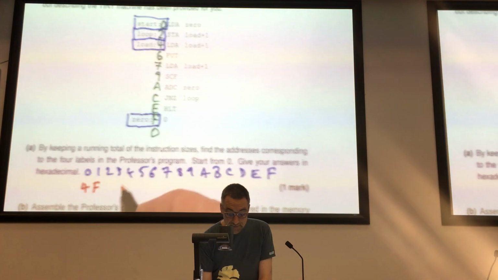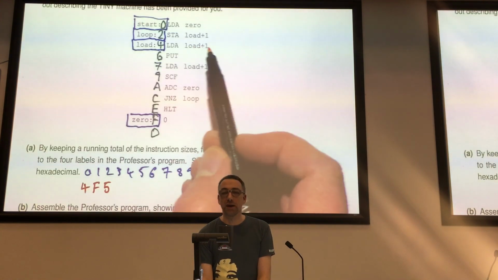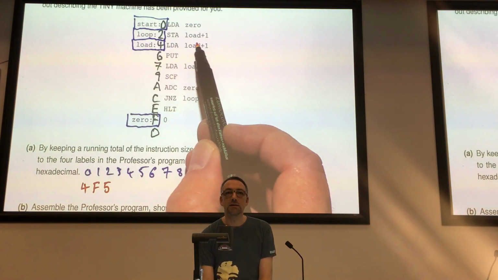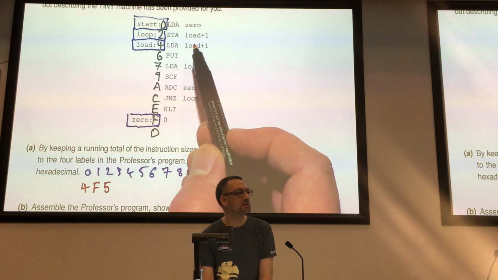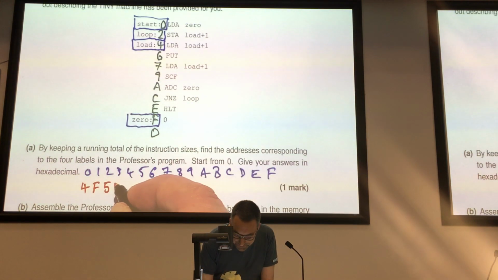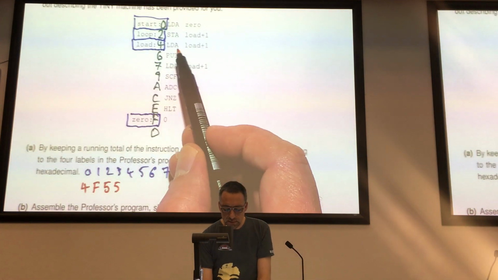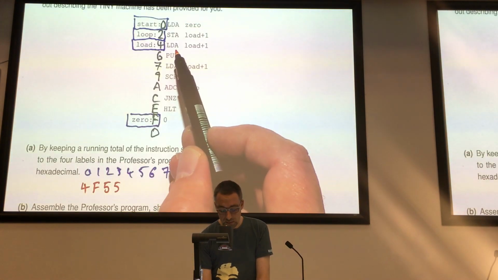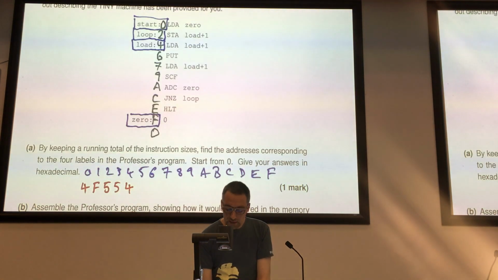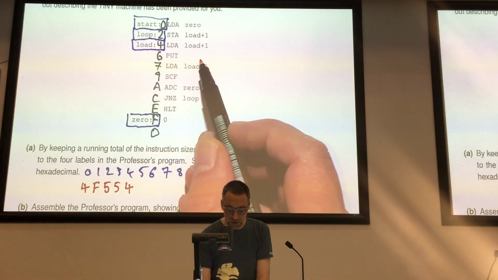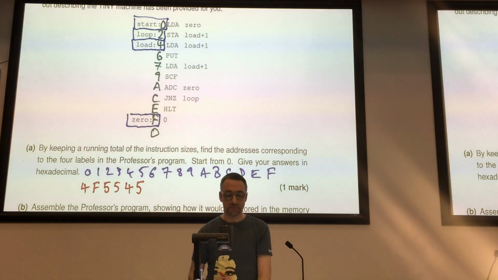STA, which is 5. And our next operand is a formula that refers to load. What does load mean? 4. So what do you think load plus 1 means? 5. Okay? Our next operator is also LDA. So that's another 4. And our next operand is also load plus 1. So that's also 5.